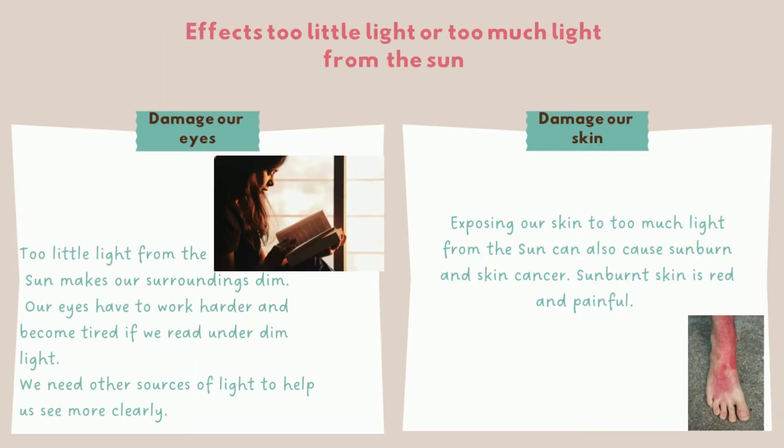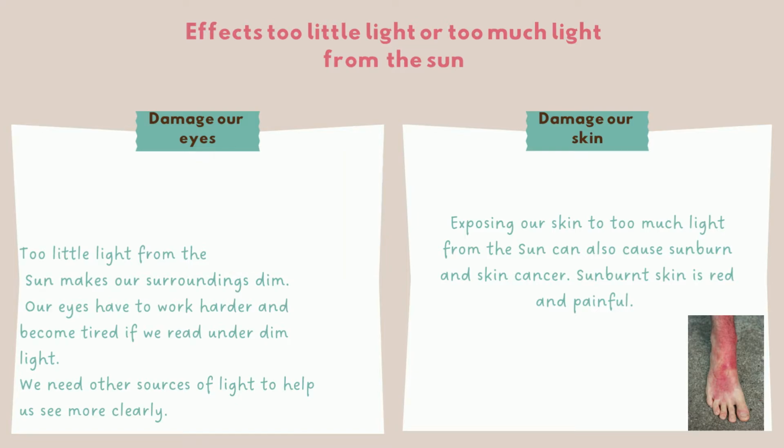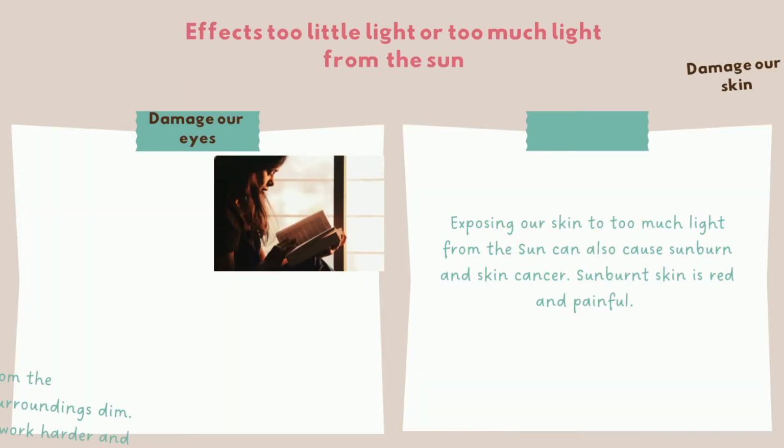First, on people, it can affect us in many ways. First, damage our eyes. Too little light from the sun makes our surroundings dim. Our eyes have to work harder and become tired if we read under the dim light. We need other sources of light to help us see more clearly.